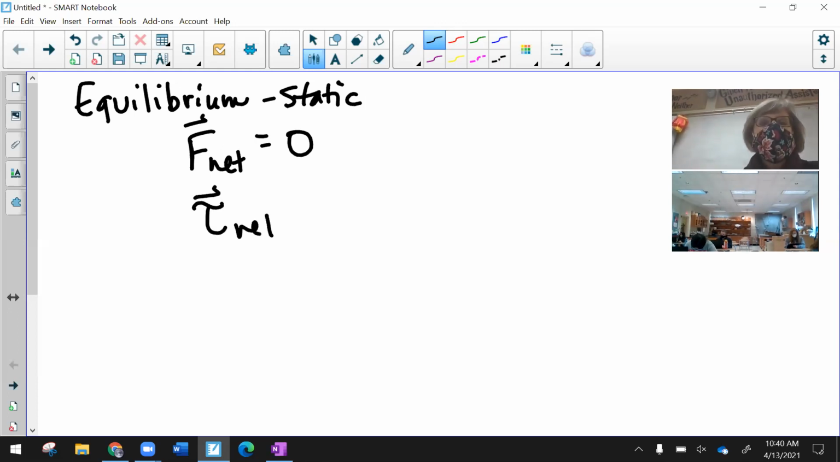And then we also say that tau net is equal to 0. Because I don't specify a particular axis, that means that tau net has to be 0 around all axes, which can be a useful way of solving problems, because I can put my axis of rotation wherever there are a whole bunch of forces that I don't know, and then I eliminate something that I don't know from my problem. Okay? So this should all seem familiar because we did this all before.